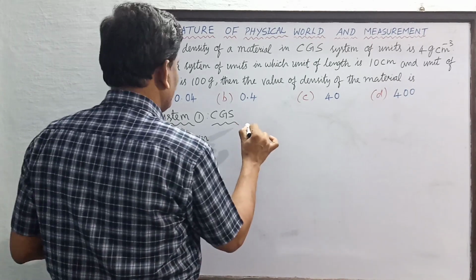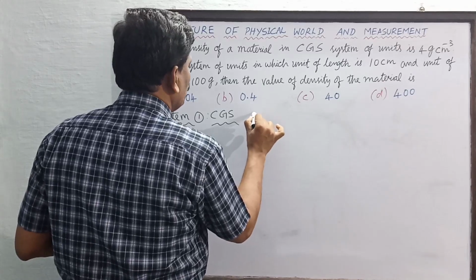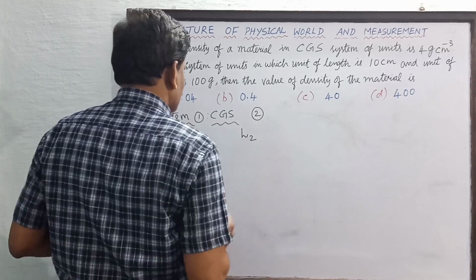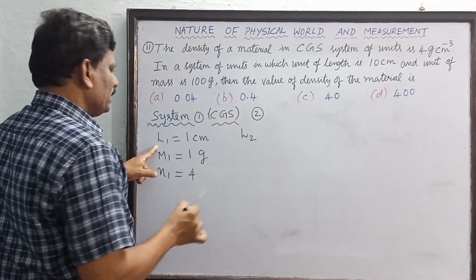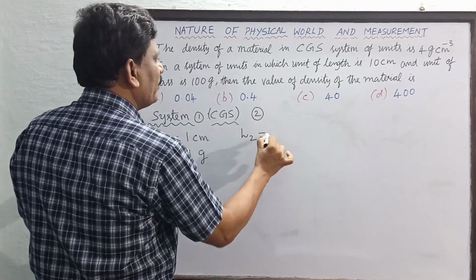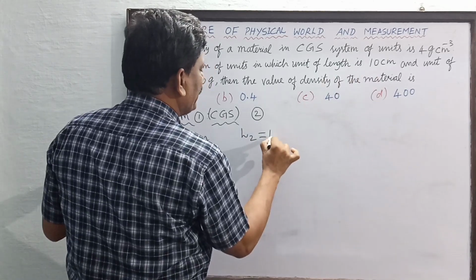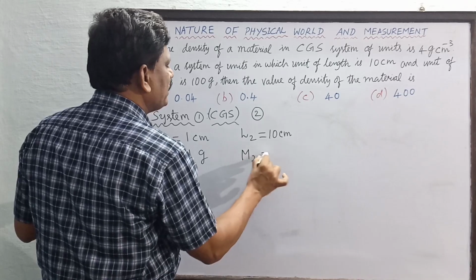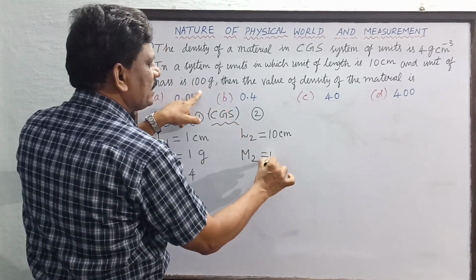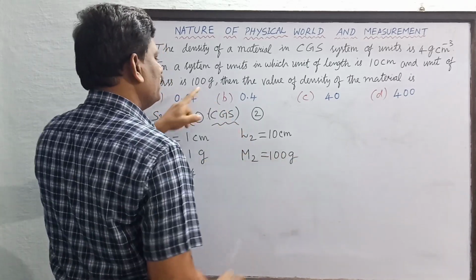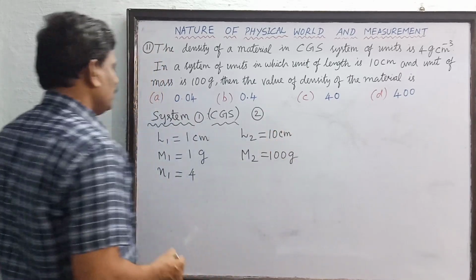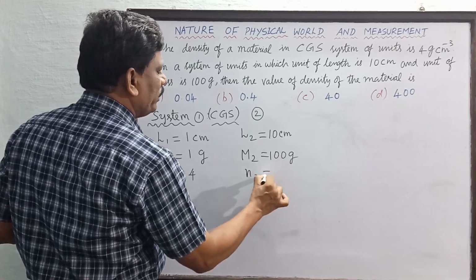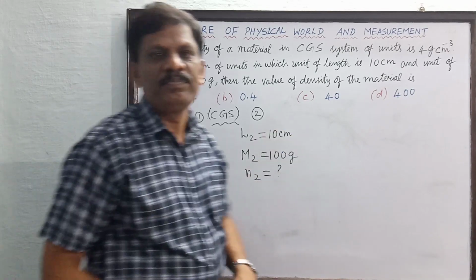Similarly, another system I am going to compare, system 2. So in the second system, L2 I will take, okay. So first system is CGS. In second system, L2 is given as how many centimeter? 10 centimeter. So this is equal to 10 centimeter. And the mass M2 is given as what? 100 gram. So this is equal to 100 gram. This is in the second system. Now what is N2? The number of magnitudes N2 is to be found.